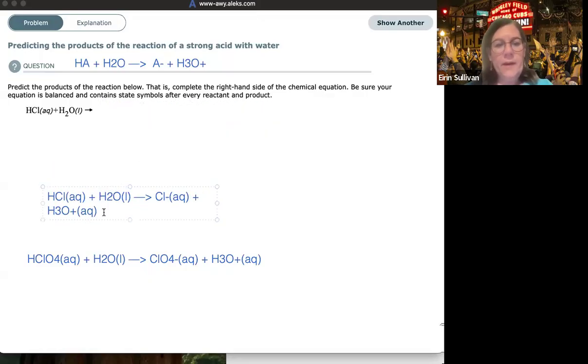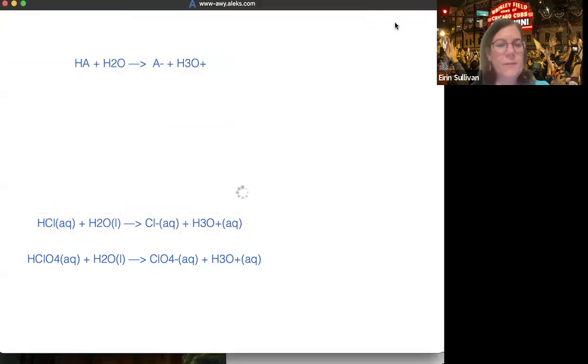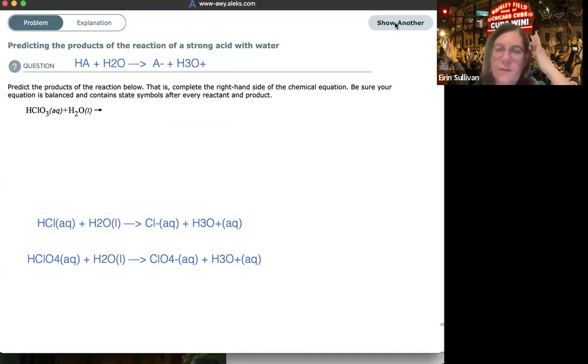Okay, I guess I can look at one more, see if we get anything more exciting. Probably not. I think they're all very similar. So chloric acid is going to be the same thing, right? The characteristic anion is ClO3-, so ClO3-(aq) plus H3O+(aq).